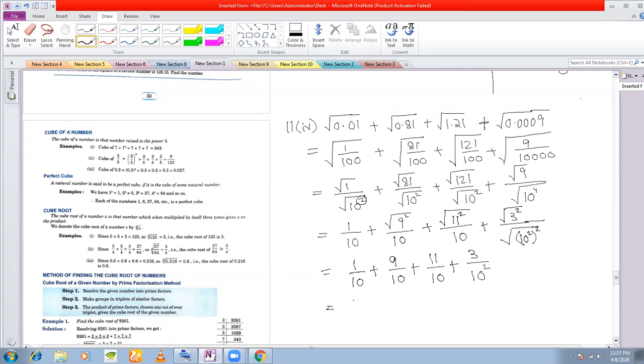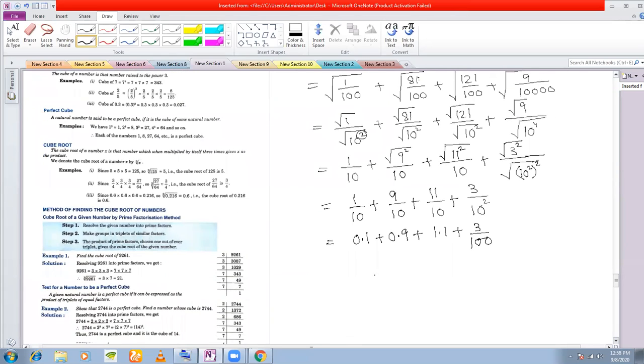Okay. So what does this become? This becomes 0.1, this becomes 0.9, this becomes 1.1, and this becomes 3 by 100. Okay, so let's see what happens. 0.1 plus 0.9 plus 1.1 plus 0.03. So this is how much? 1, 2.1, 2.13. So this should be your answer, 2.13.